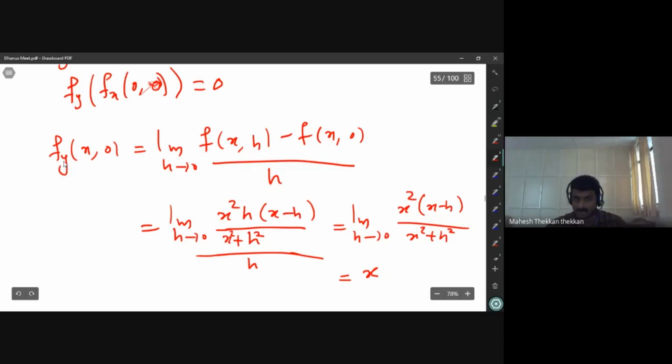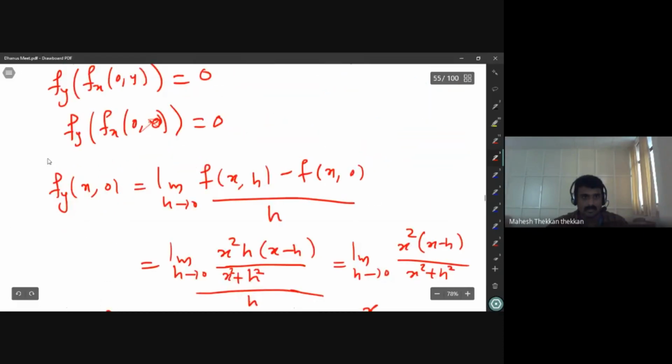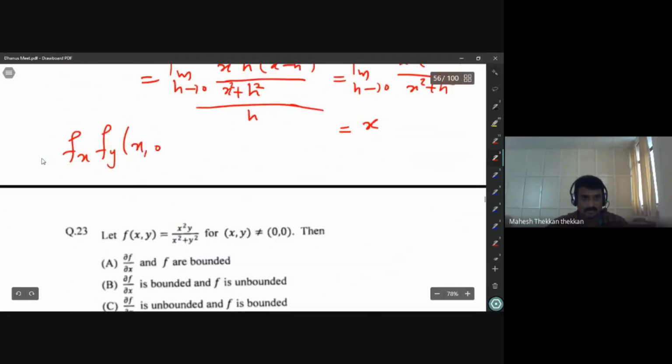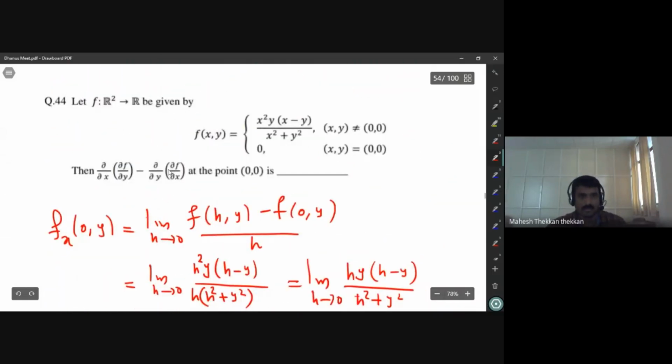So that is a function of x alone. Now again I have to take the derivative with respect to x. If I look at fyx at (x,0), this is a function, so I am taking the derivative of this with respect to x. So I will get 1. So what about this value, fyx at (0,0)? That is nothing but 1. So this quantity I will get 1, and this quantity I will get 0. So 1 minus 0, the answer is 1.